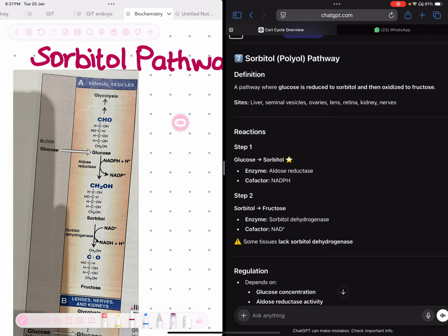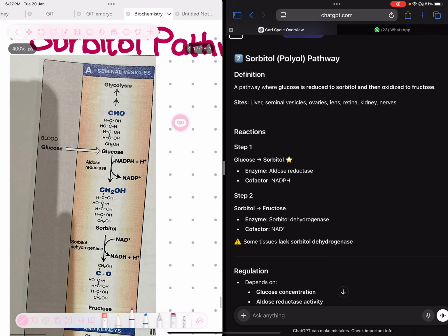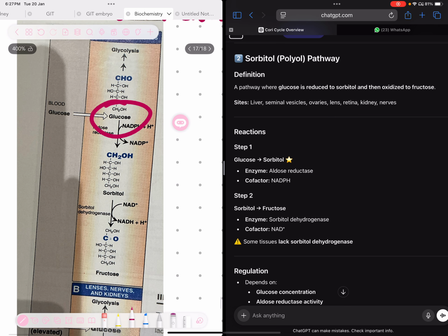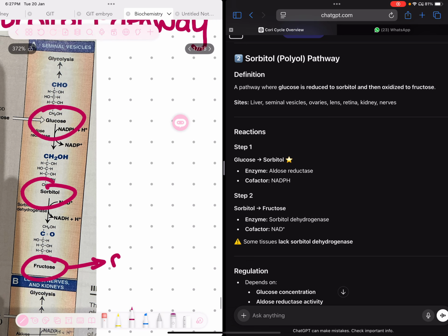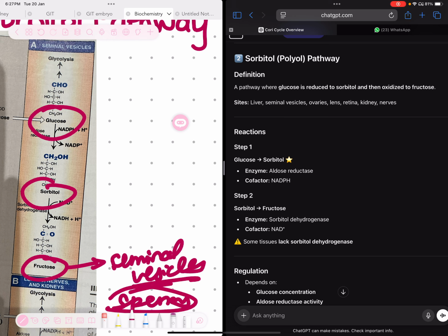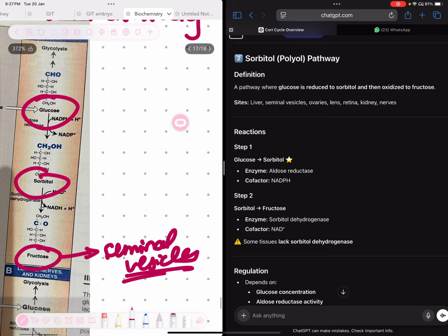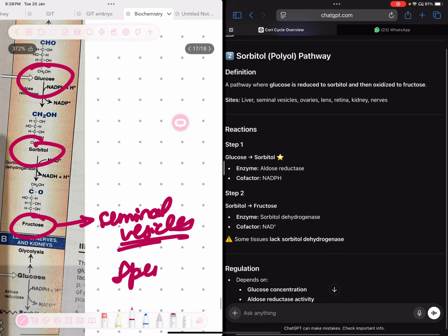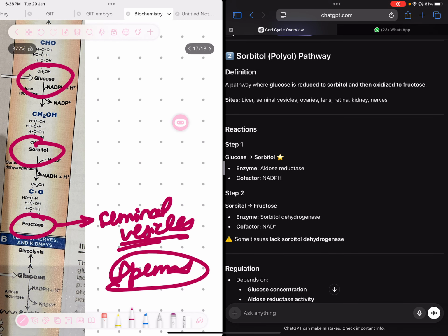So, in this sorbitol pathway, what happens is that we have glucose. That glucose gets converted to sorbitol, and this sorbitol gets converted to fructose. And this fructose is easily usable by seminal vesicles. In seminal vesicles, what do we have? We have sperms, right? So sperms need fructose as a source of energy. So their primary source of energy is fructose. So that's how this pathway is beneficial. So it's that easy, and we're done.